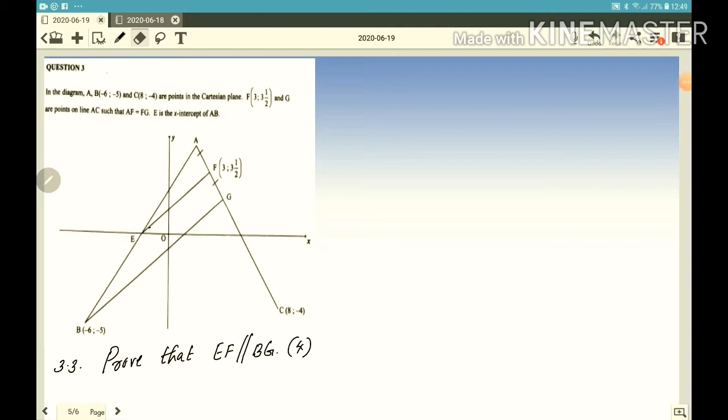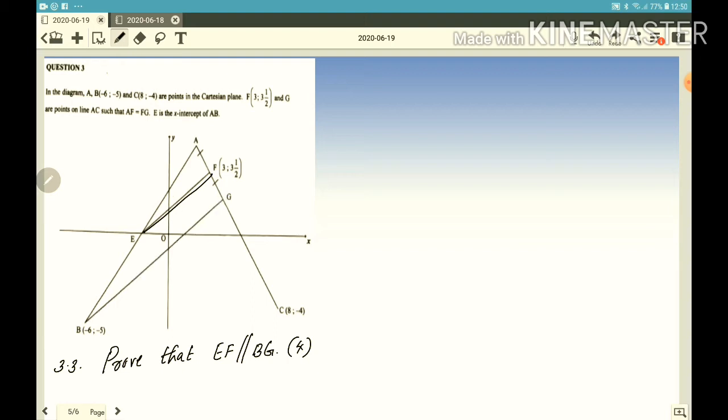Okay, now we move to question number 3.3. Prove that EF is parallel to BG. That is this line, EF, is parallel to BG. They are parallel. You have to prove that they are parallel like this.